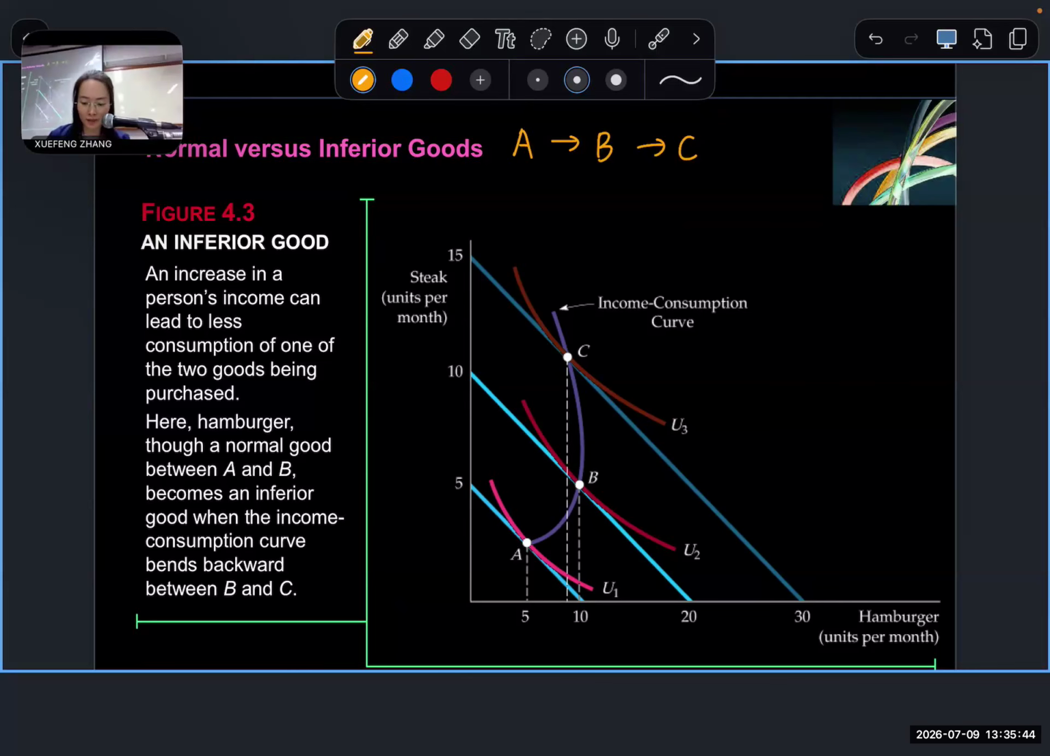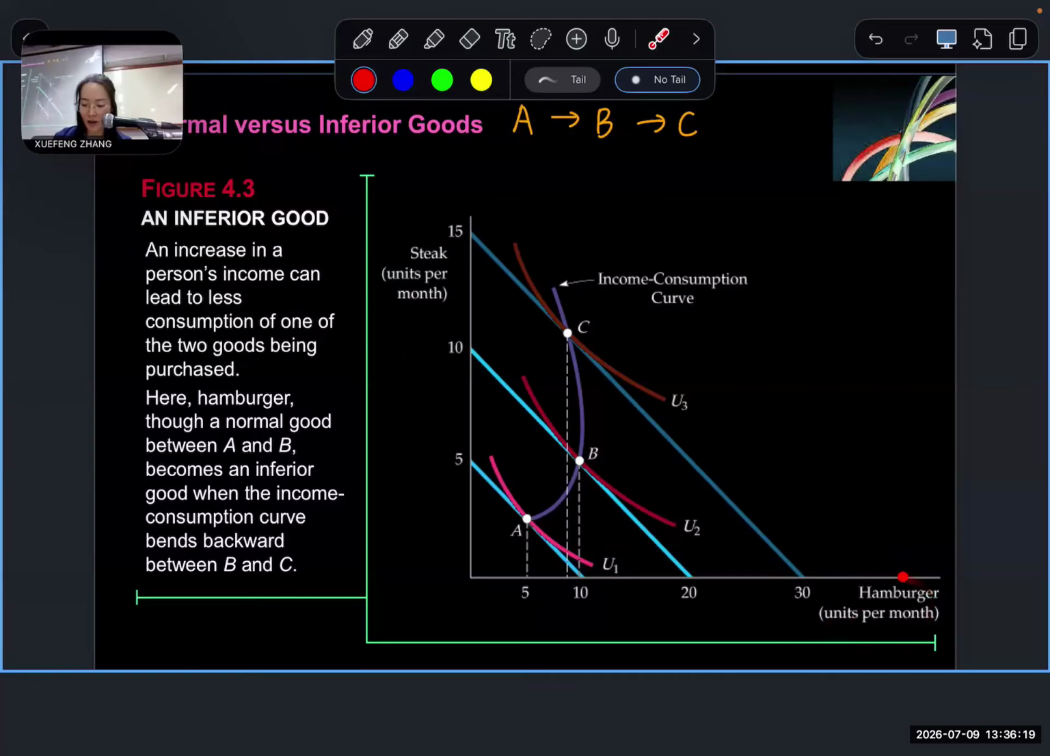What happened? Point A means the income is low, right? And here we have steak and hamburger. When our income is low, our optimal point is 5. So here we're gonna buy 5 hamburgers and 3 steaks, right? So here actually we are testing what kind of good about hamburger. Is it normal good or inferior good?